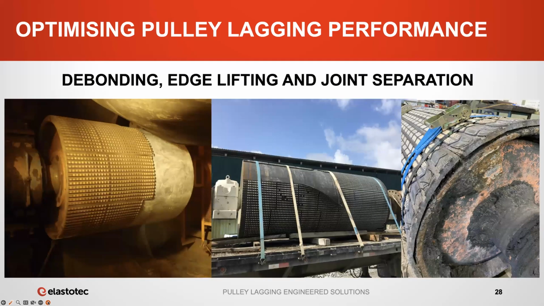First thing that we'll look at, or the first mode of failure we'll look at, is debonding of lagging, and I'm going to lump in edge lifting and joint separation. The pulley on the right hand side has been operating in a very wet environment in an underground coal mine and has severe edge lifting and joint separation. But if you actually look at the lagging itself here, the lagging's in really good condition. It's just that it's separating, and in this case it was cold bond lagging. These other two are drive pulleys, also with cold bond lagging.